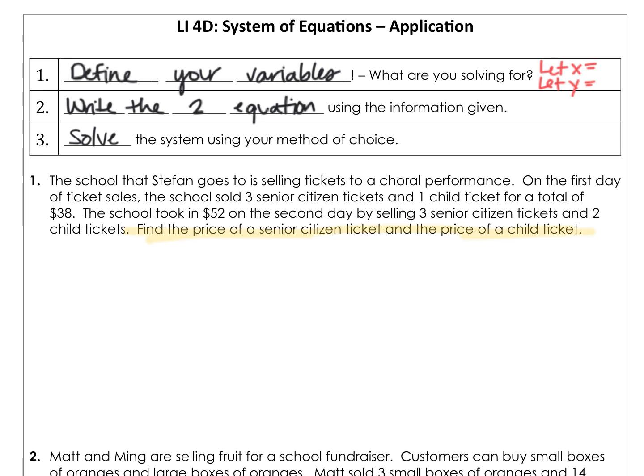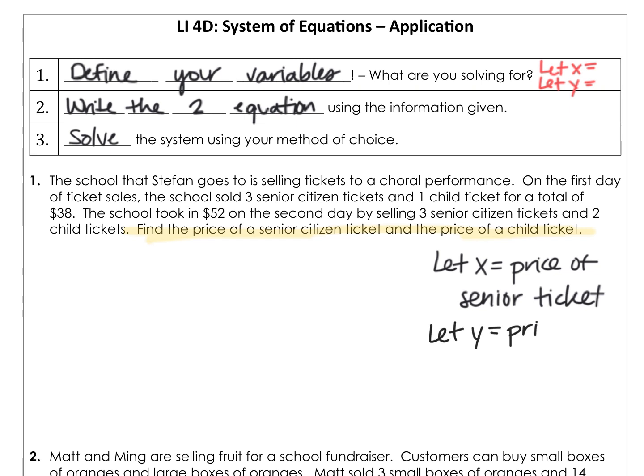That tells you what your variables should stand for, okay? So you are trying to find the price of a senior ticket and the price of a child ticket. So you need to right away tell me, you can use S and C, or you can use X and Y, it doesn't really matter. Let X be equal to the price of a senior citizen ticket, not a senior in high school. And let Y be equal to the price, or money, of a child ticket.